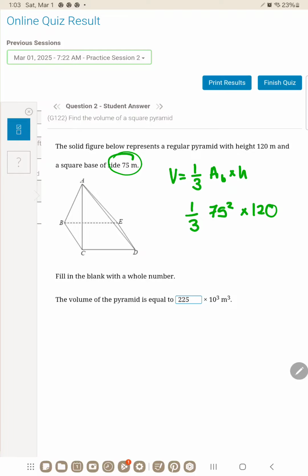Now put all this in your calculator. We're gonna get, let's see, 75 squared times 120. We get 225,000. But they told us it's times 10 to the power of 3, which means cancel the last 3 numbers and just put 225. That's it. Now moving on.